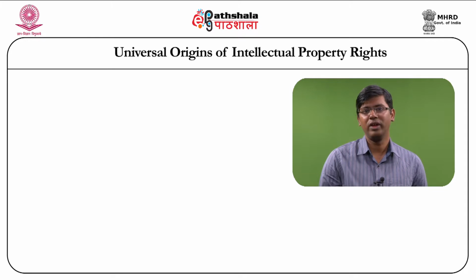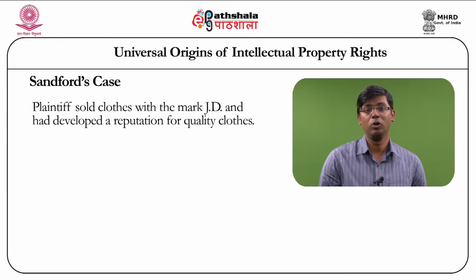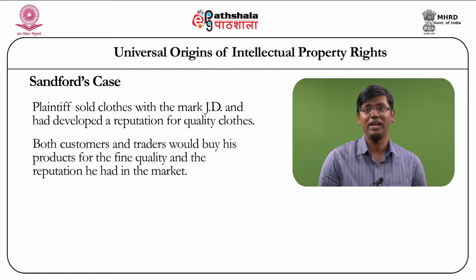Subsequently, you had a very important case called the Sanford's case. Here the plaintiff sold clothes with the mark JD and had developed a reputation for quality clothes. They used these marks on handkerchiefs, woolen cloths, etc. And for a number of years, they had gained reputation for quality. Now, the mark JD represented a certain quality. Customers and traders would buy clothing with these marks and would specifically ask for clothes with these kinds of marks.